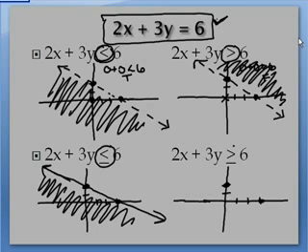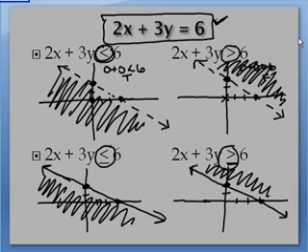It's greater than or equal to, so because of this, we make it a solid line again, and we want it greater than, so it's like the one above, we shade there.